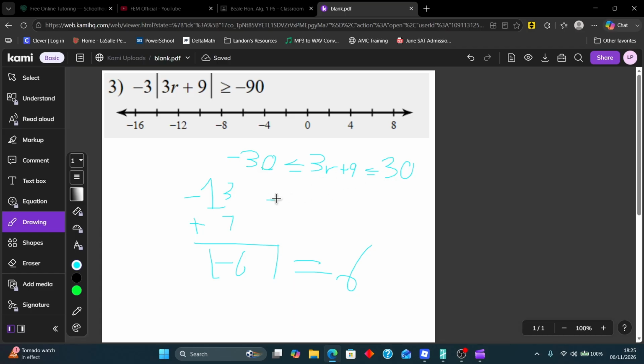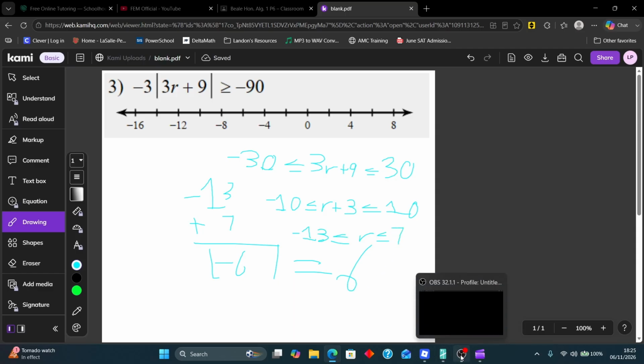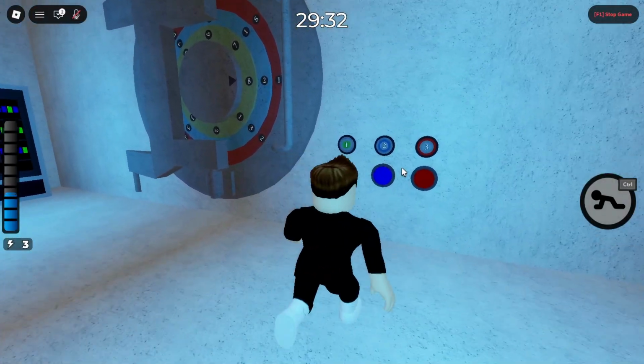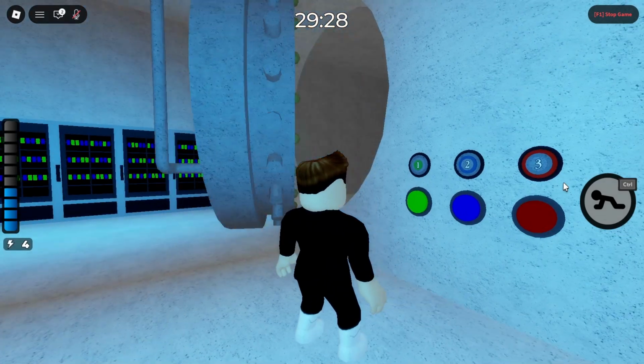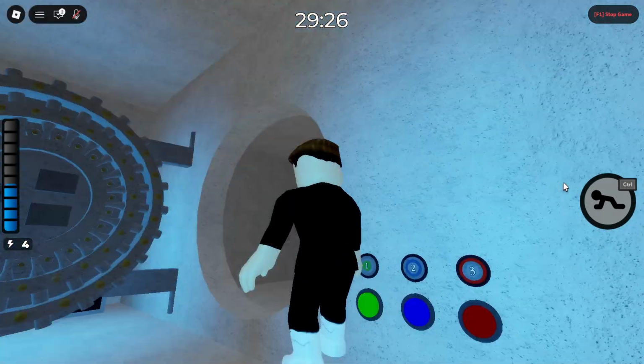All right, we're going to divide by 3 on each side. It's going to be negative 10 is less than or equal to r plus 3 is less than or equal to 10. Subtract on each side. Negative 13 is less than or equal to r is less than or equal to 7. Okay, 6. Good. Let's go ahead and move on. Alrighty then. Let's go ahead and put it in, see if it works. Yes! We did it! Woo!